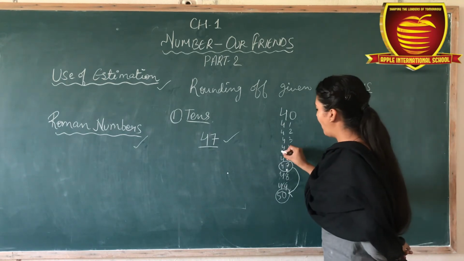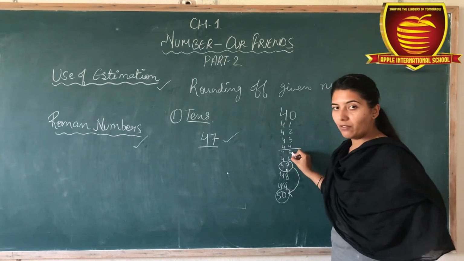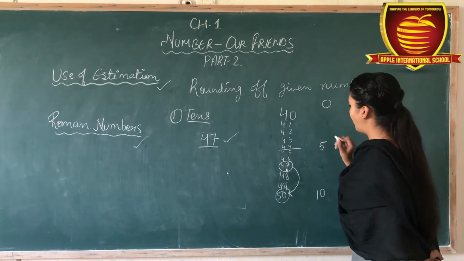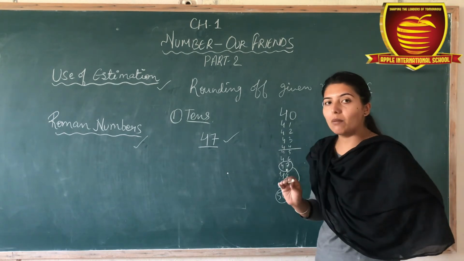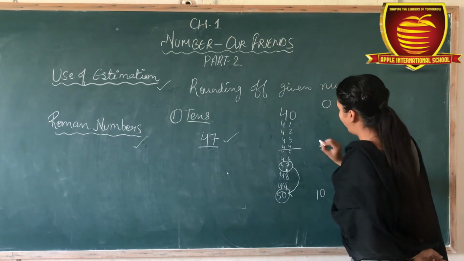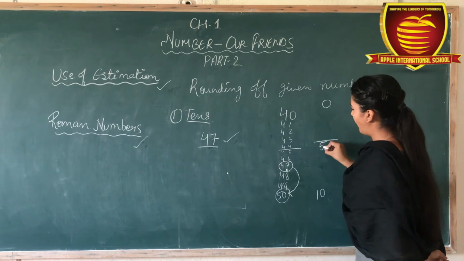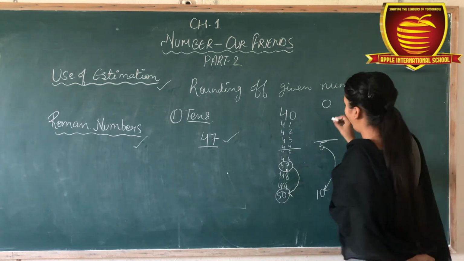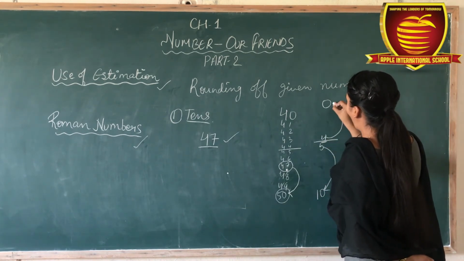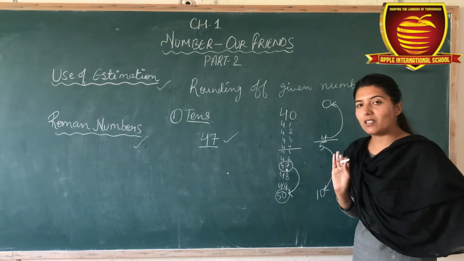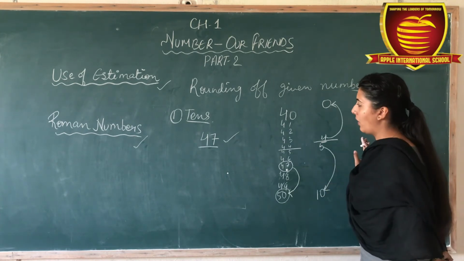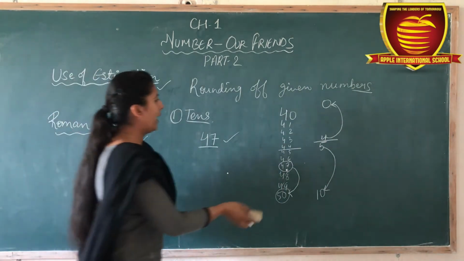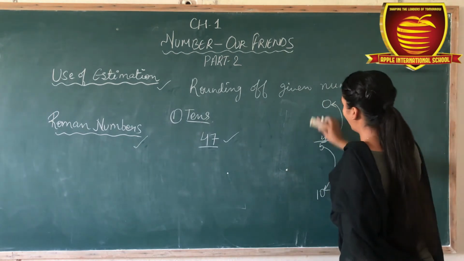Here the middle one is 5, between 0 and 10. If the last digit is 5 or more, then it goes to the next tens number. If the last digit is up to 4, then it goes to the previous tens number. Is it clear to all of you? Now I give some questions. You have to solve them. Otherwise I will tell you if this is not clear.